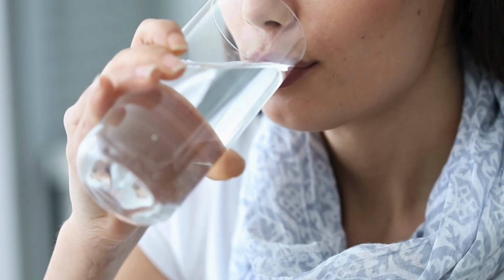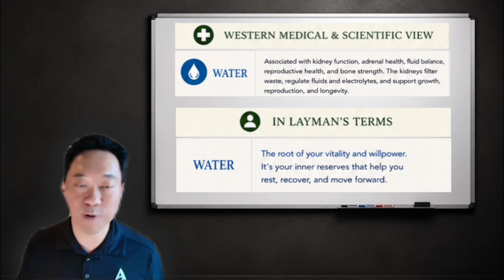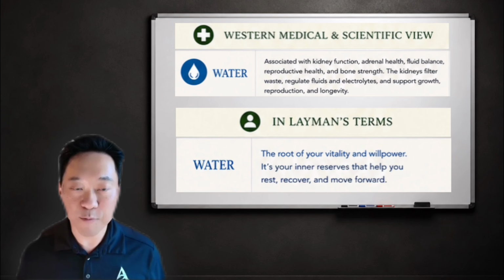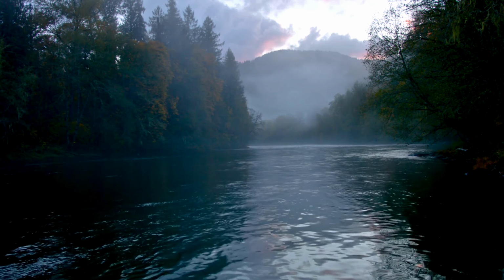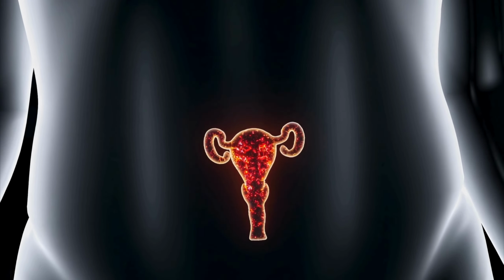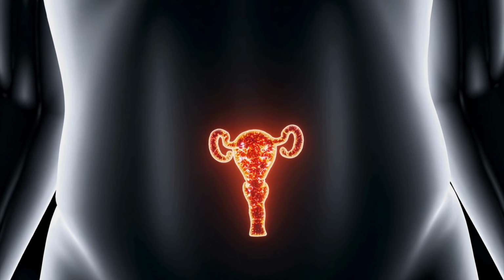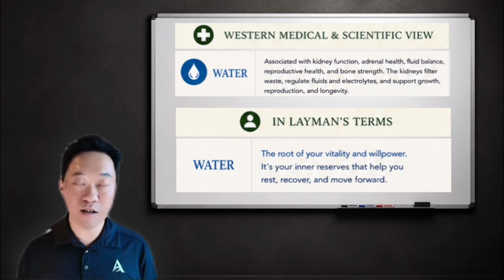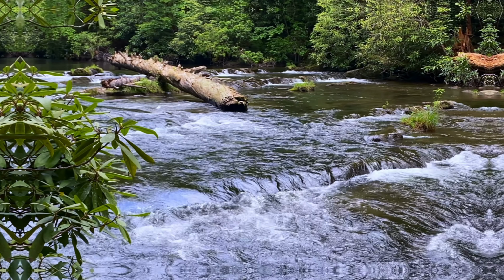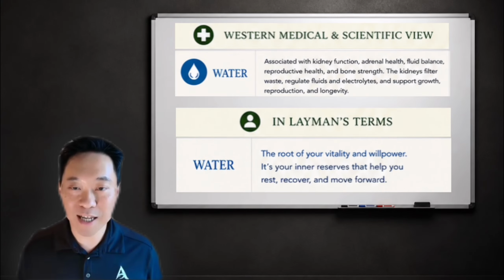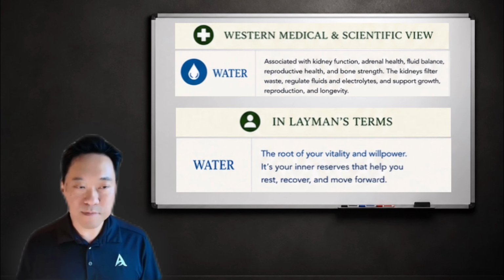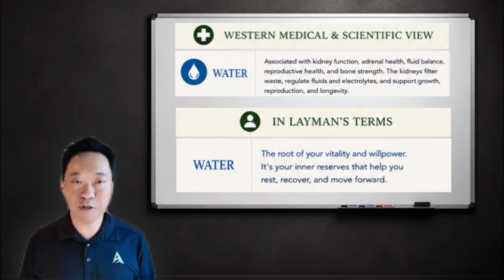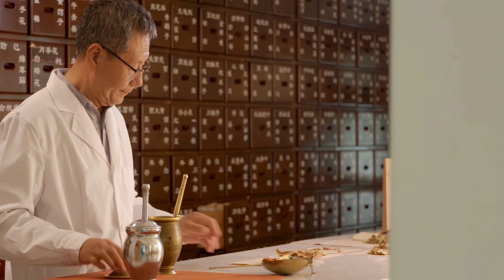this water element. So the kidneys filter waste, regulate fluids, electrolytes, support growth, reproduction, and longevity. The water element also includes your reproductive organs, which is your uterus, your ovaries, your testes, your penis. All of those are included in the water element. So that's why it's the root of your vitality, willpower, your inner reserves to help you rest, recover, and move forward.